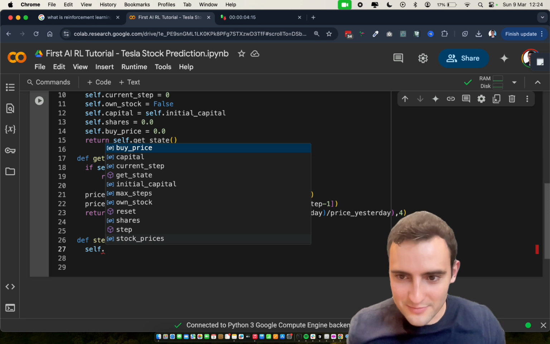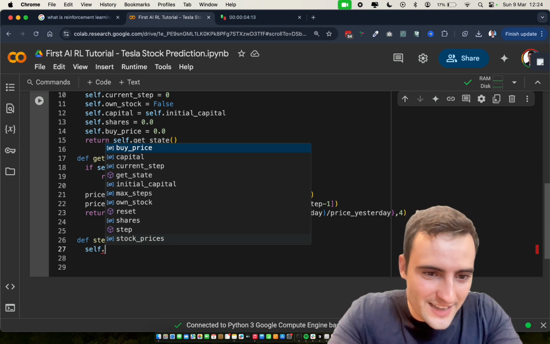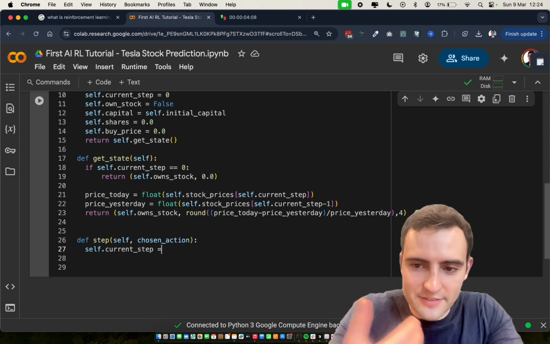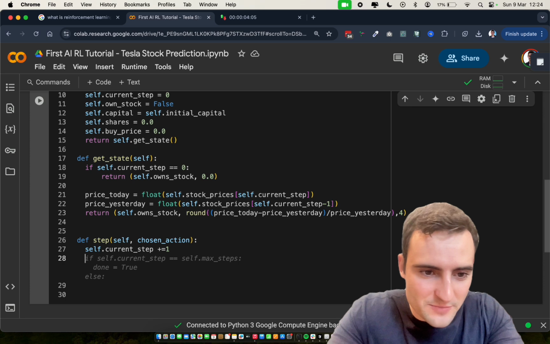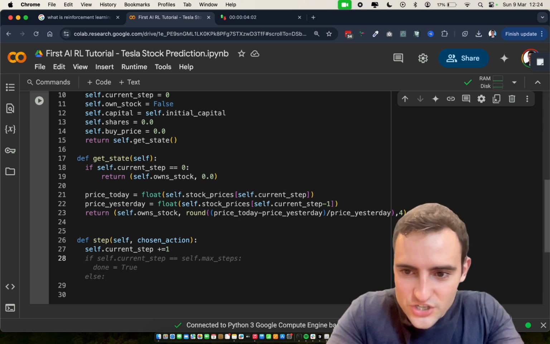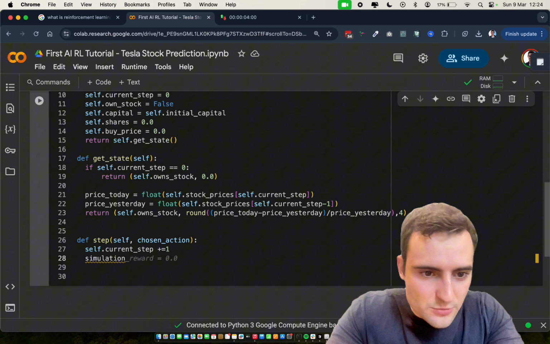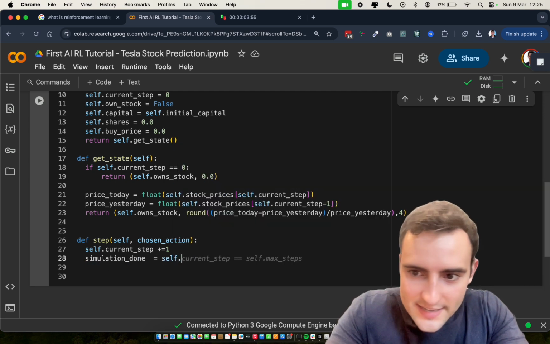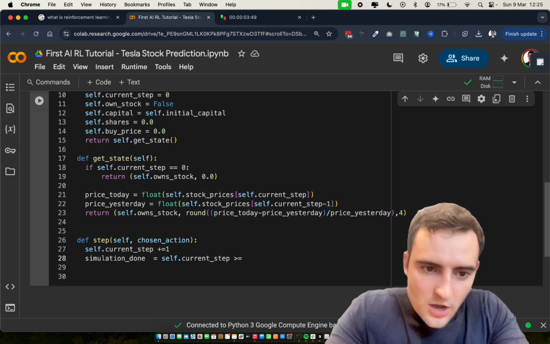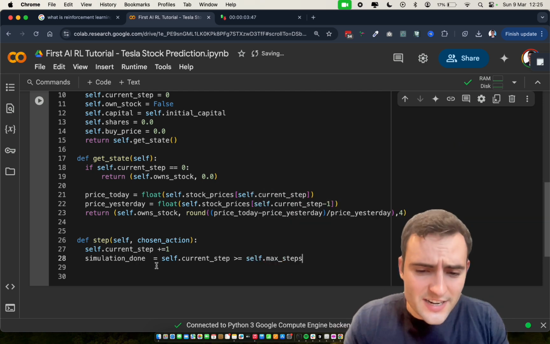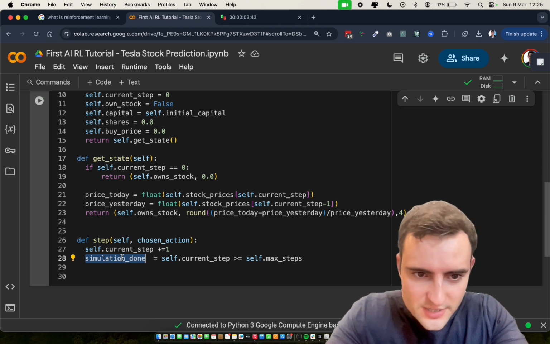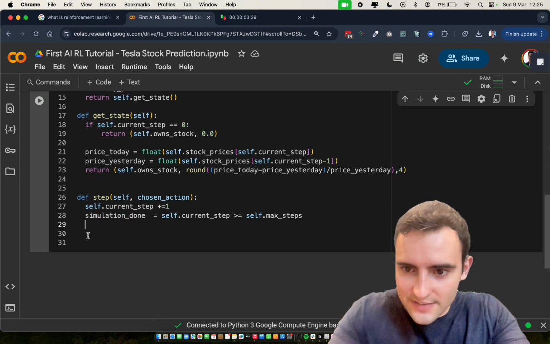A day goes by, right? That's pretty obvious. So we're going to write self.current_step += 1. This just means that every step, a step is taken. Very simple. Next, we're going to write simulation_done is equal to self.current_step greater than or equal to self.max_steps. All we're saying here is, okay, when does this finish? This finishes when we run out of days of stock prices to go through, right? So this will be true if we've basically finished.